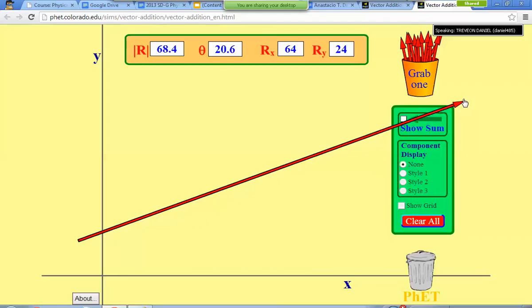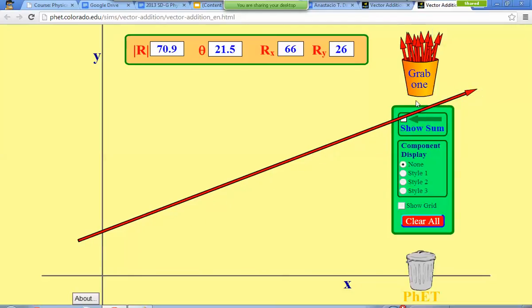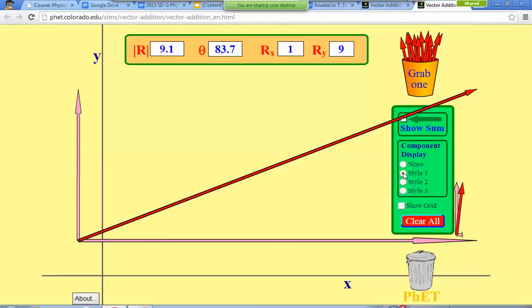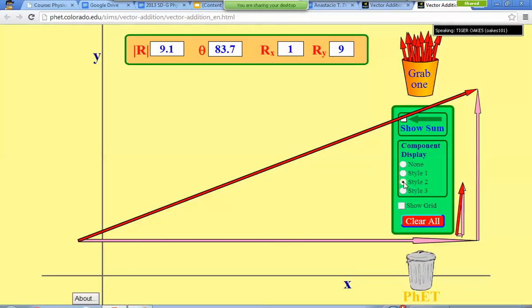All right. Basically, this thing would do the same thing where, let's say I had 70 feet and 21 degrees. Essentially, it's saying in the RX direction, go 66 feet, and the RY direction it goes 26 feet. And I can replace those two. Actually, you know what? Let me do this. Style 2. Yeah, that's perfect.